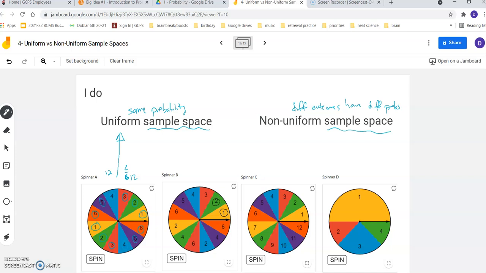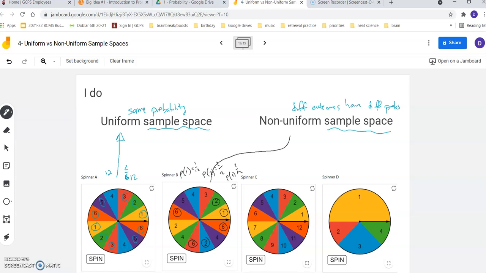I see 2 twos. I also see like 3 sixes. And so my probability of getting a 1 or a 2 or a 6 are not even. You know, the probability of a 1 is 1 out of 12. The probability of a 2 is 2 out of 12. The probability of a 3 is 3 out of 12. They're not equal. They're not uniform.